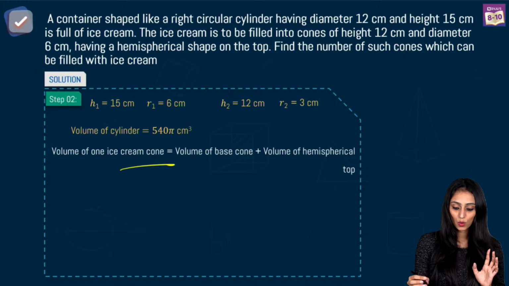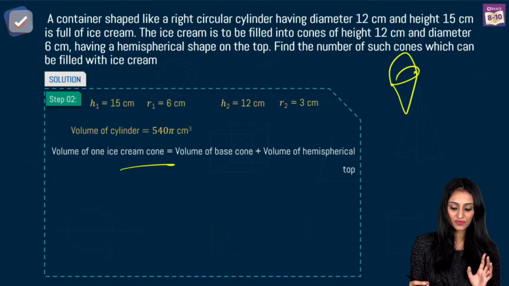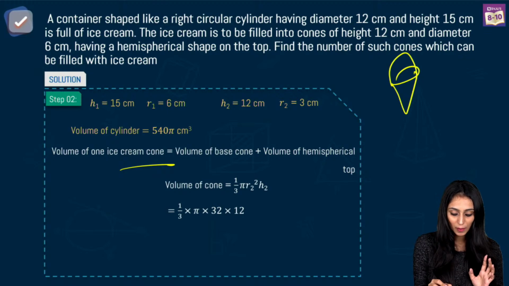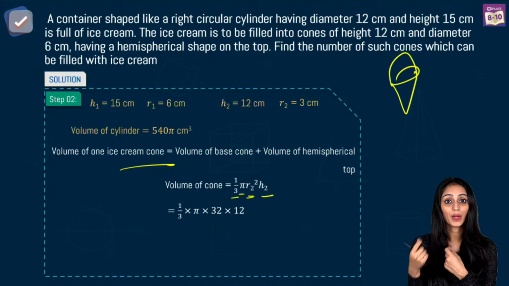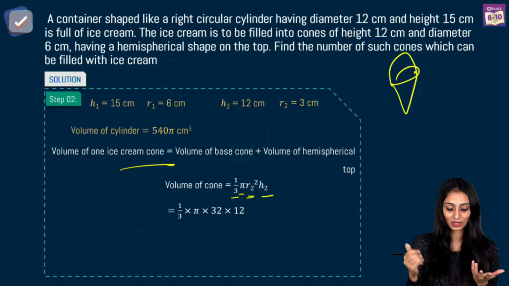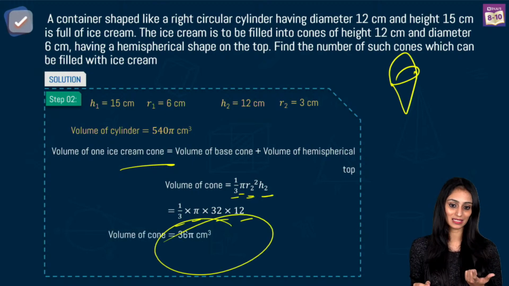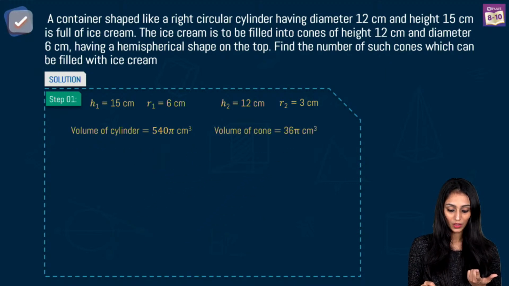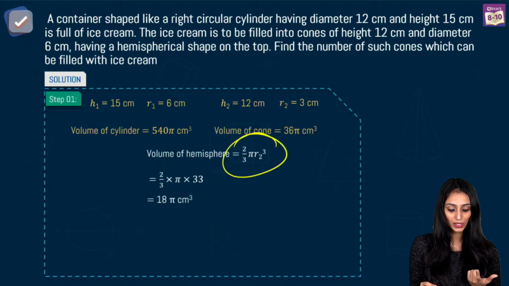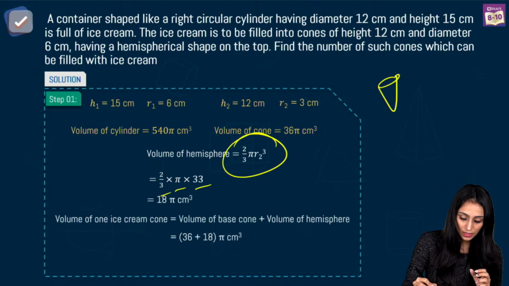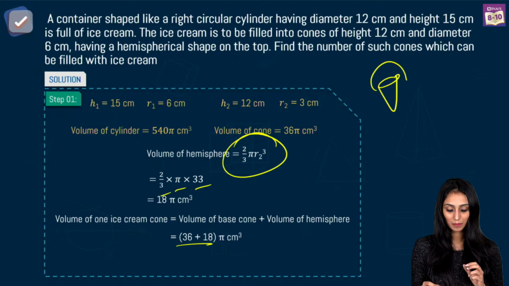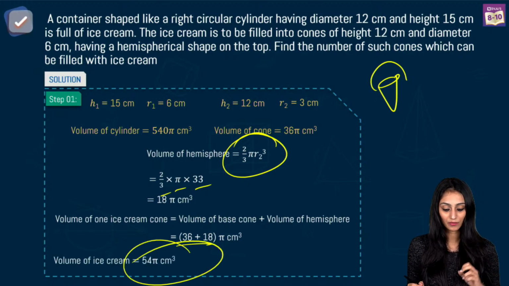So the volume of one ice cream cone. The ice cream cone has a conical part and a hemispherical part on top of it. For the conical part, it's 1 upon 3 pi r2 square h2. See, I'm denoting with different variables, r2, h2. You cannot use the same variable since they have different values. So 1 upon 3 pi as it is, 3 square times 12, you get 36 pi centimeter cube. Volume of hemisphere, 2 upon 3 pi r2 cube, 2 upon 3 pi 3 cube, 18 pi centimeter cube. Total volume for this ice cream cone is 36 plus 18 pi, that's 54 pi centimeter cube. Yes?